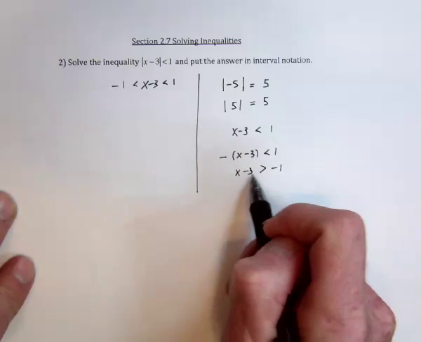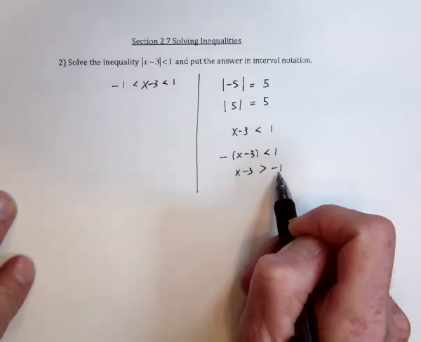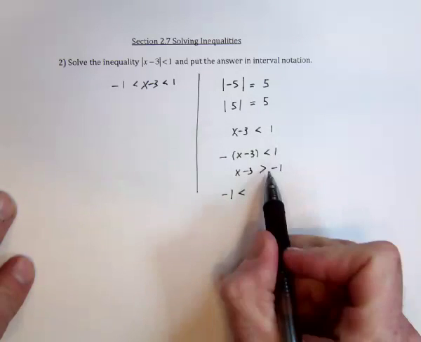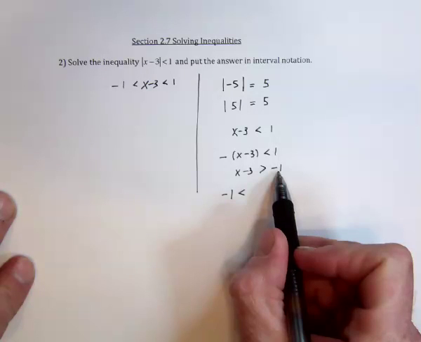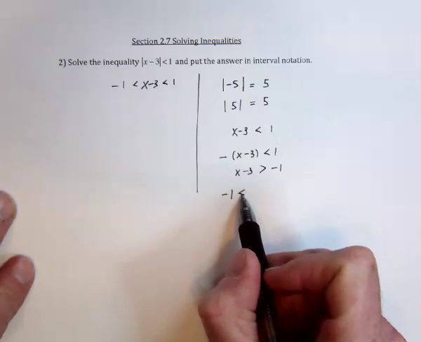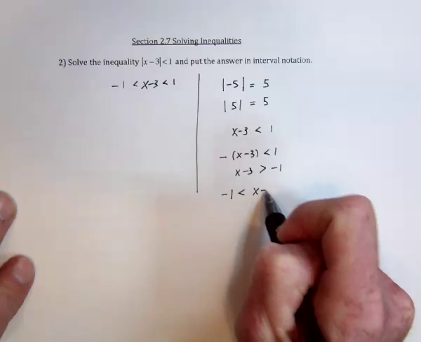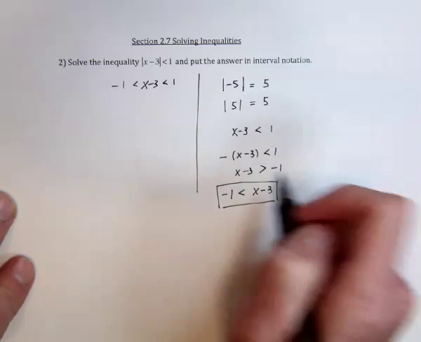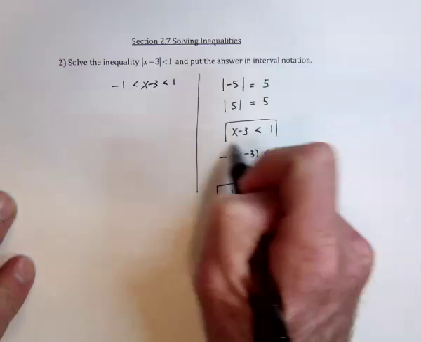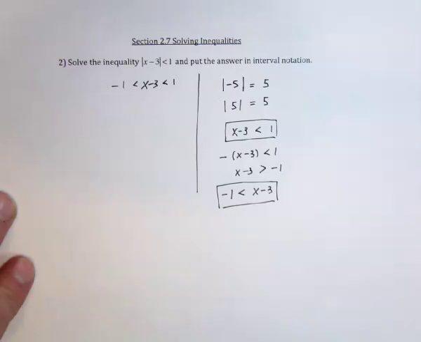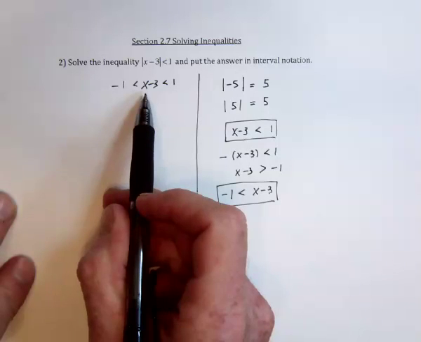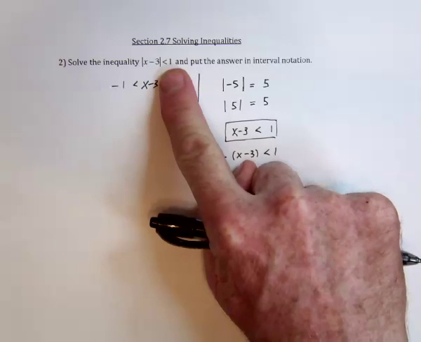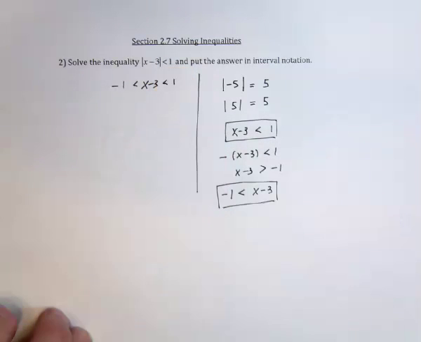Now, let's take this thing right here and just write it in the other direction. -1 is less than, so the arrow needs to be pointing to the -1. I've got the arrow pointing to the -1, and then it's x minus 3. Well, if you take that idea together with this case, you have this. So you've got the positive case and the negative case, but all wrapped up in one step.